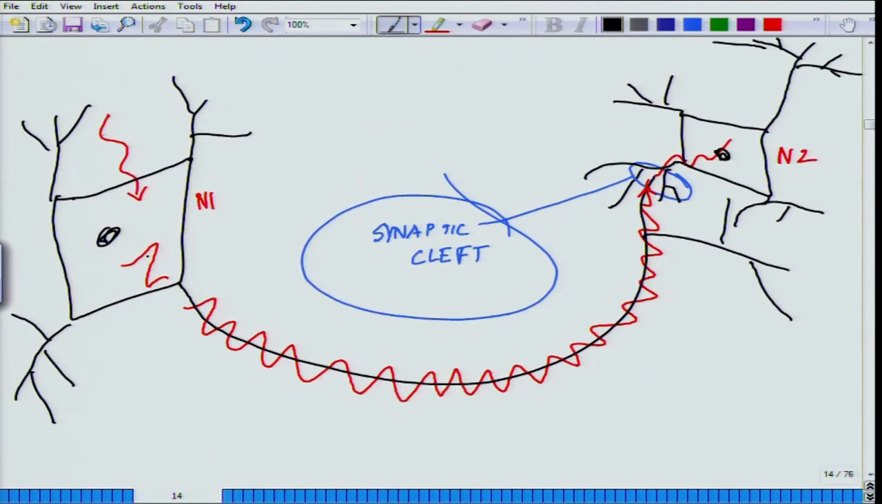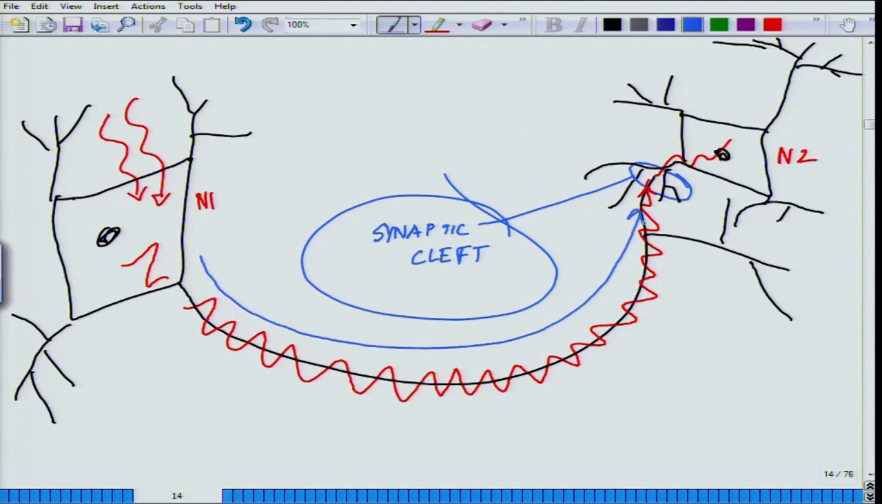The signal comes here, and then it is processed and transmitted, and it moves on to the next target, which will be neuron 2 or neuron 3 whatsoever. This is how the signals or messages are transmitted all along this pathway. It moves like this.